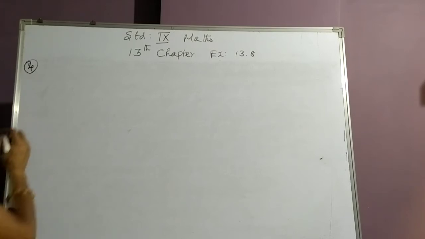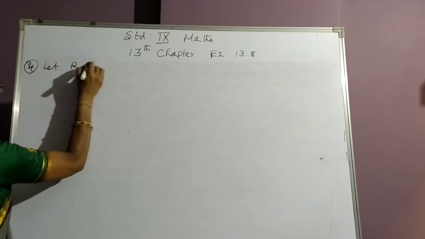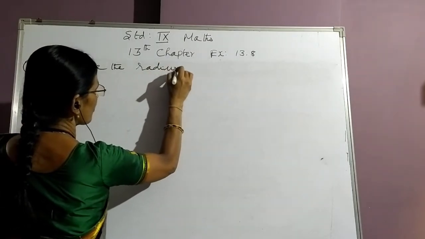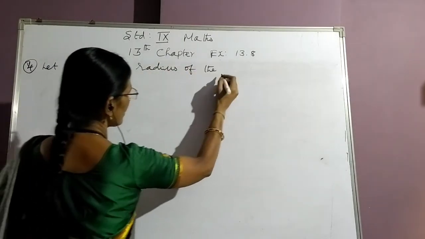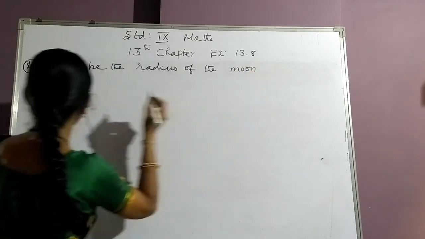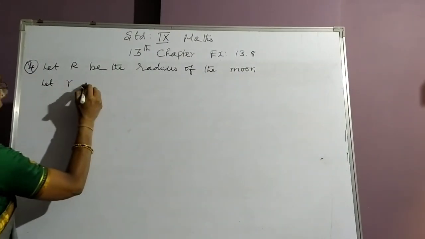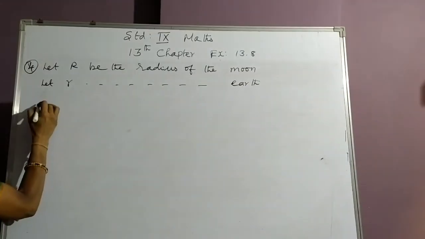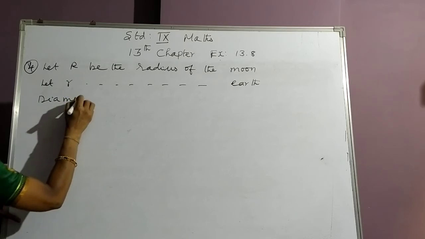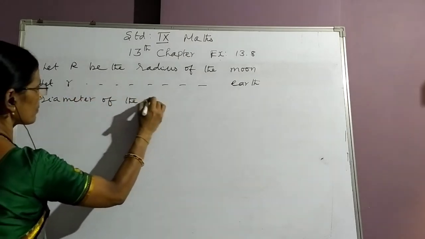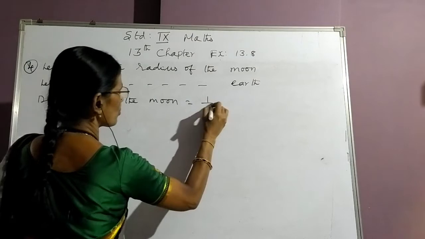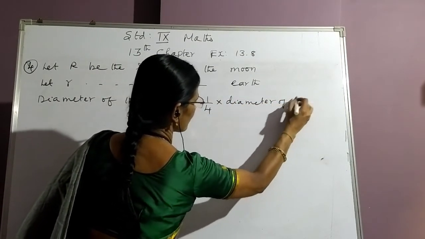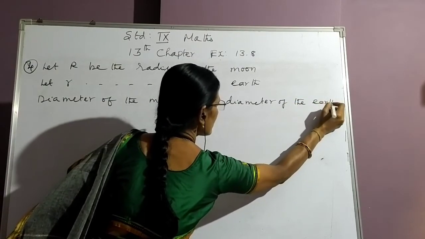So let us assume, let capital R be the radius of the moon. Let small r be the radius of the earth. We are given in the question, diameter of the moon is approximately 1/4 diameter of the earth. This is the statement given in the question.